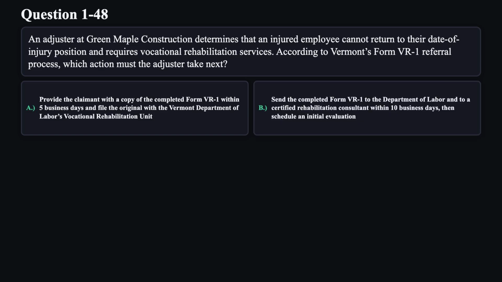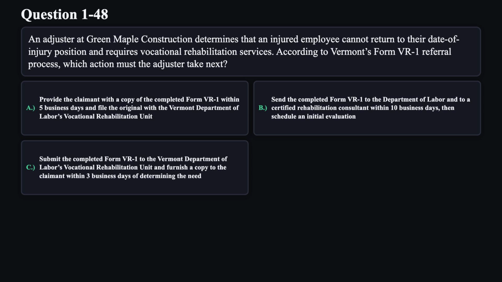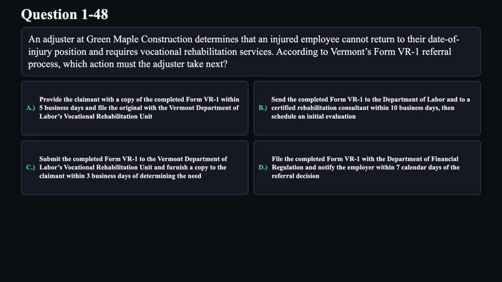B. Send the completed Form VR1 to the Department of Labor and to a certified rehabilitation consultant within 10 business days, then schedule an initial evaluation. C. Submit the completed Form VR1 to the Vermont Department of Labor's Vocational Rehabilitation Unit and furnish a copy to the claimant within 3 business days of determining the need. D. File the completed Form VR1 with the Department of Financial Regulation and notify the employer within 7 calendar days of the referral decision.